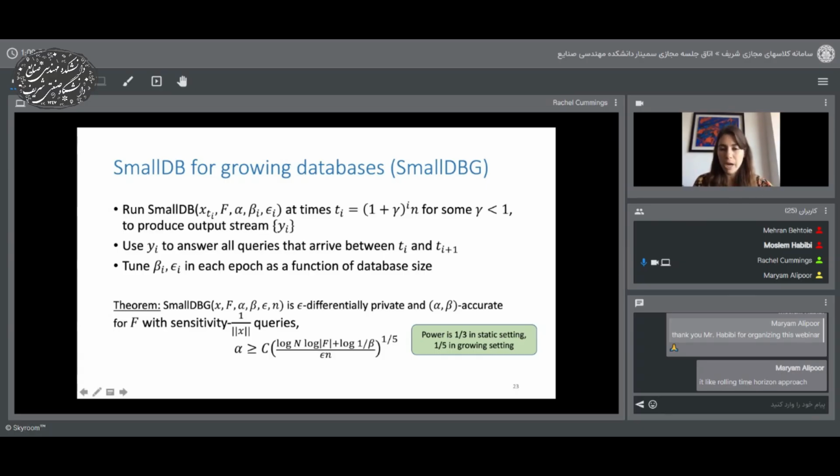And so this is what I mean when I say we're going to have roughly the same outcome, slightly changed. Things are still going to be private and accurate with only some small loss in the accuracy.